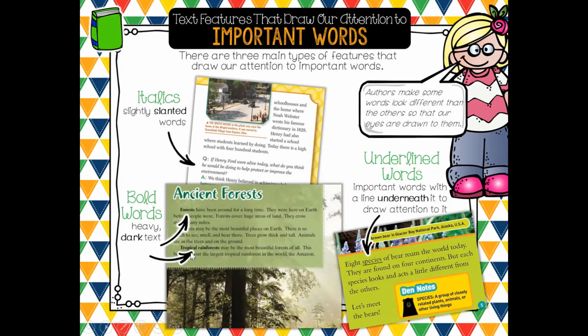Okay, here's another bold word, tropical rainforest. And then underlined words. Super simple, it's just when a word is underlined. Usually when a word is underlined, that's trying to tell you that it's important to the text. So this says 8 species of bear roam the world today, right? So species must be a really important word and have something to do with what this author is talking about. Italics, bold, underlined words.